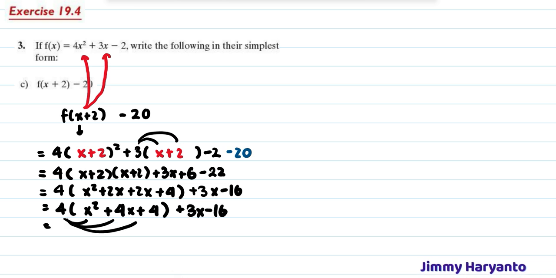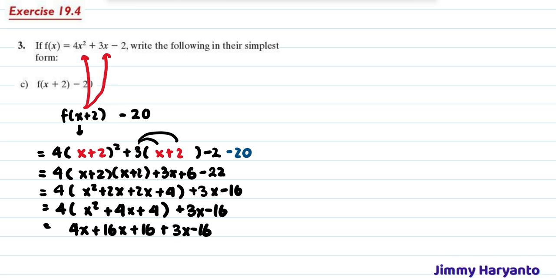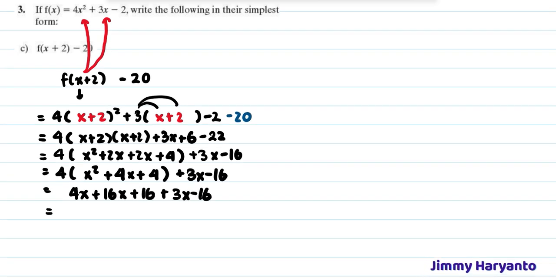This one will become 4x and then plus 4, and then plus 3x and then minus 16, and then you multiply the 4x plus 16x plus 16 plus 3x minus 16, and then 16 minus 16 becomes 0. So sorry, my bad, it should be 4x squared, and then you have 4x squared plus 19x as the result.